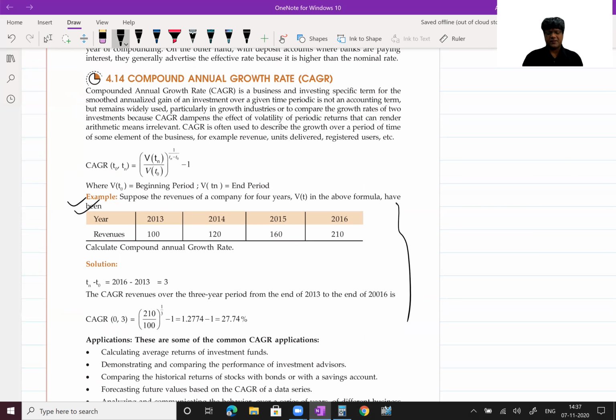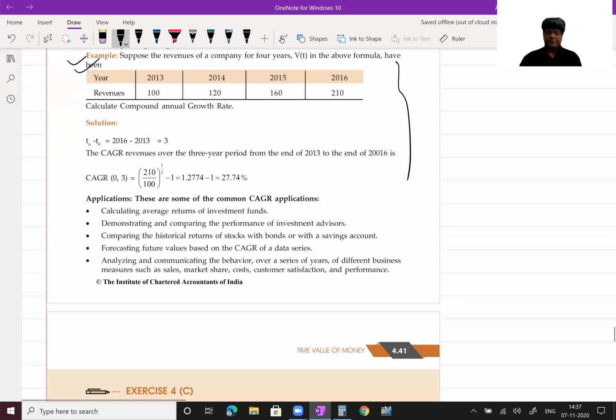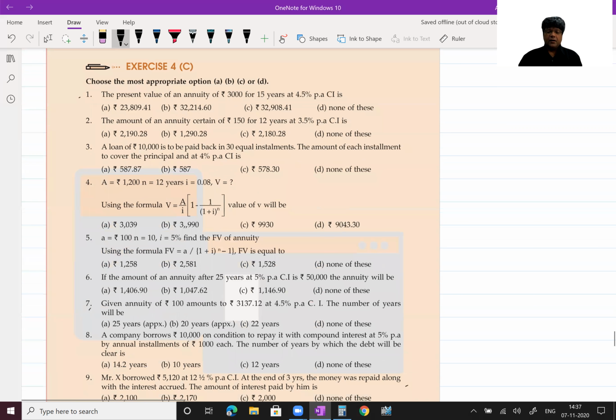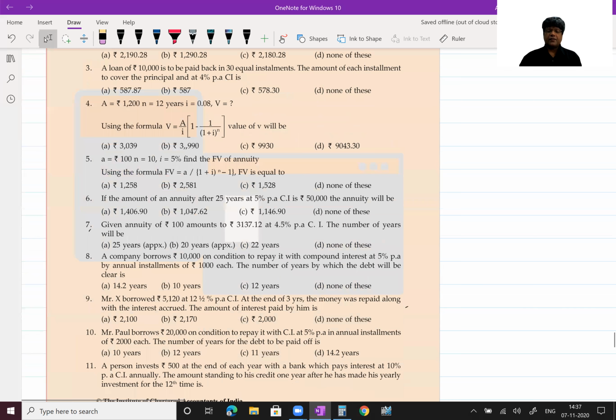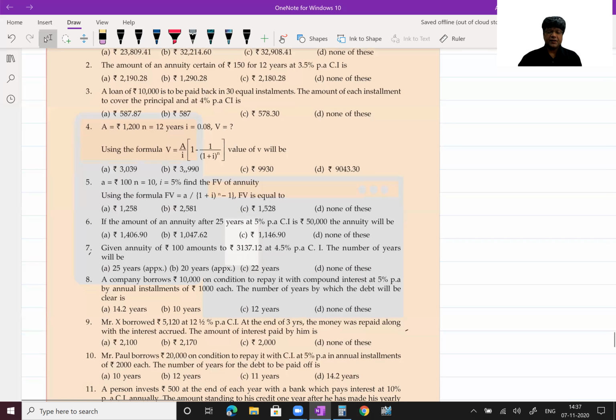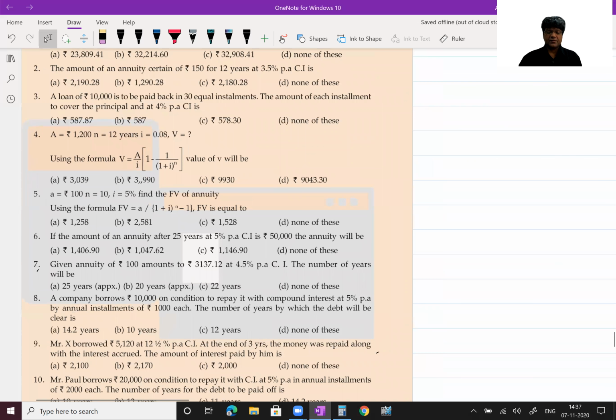Actually, if you see the class video, I have explained it in a different style rather than this formula. But you need to remember the formula because they may ask you the formula as well. I have taught you in a different style, directly from the compound interest formula. Exercise: the beginning questions are easy.